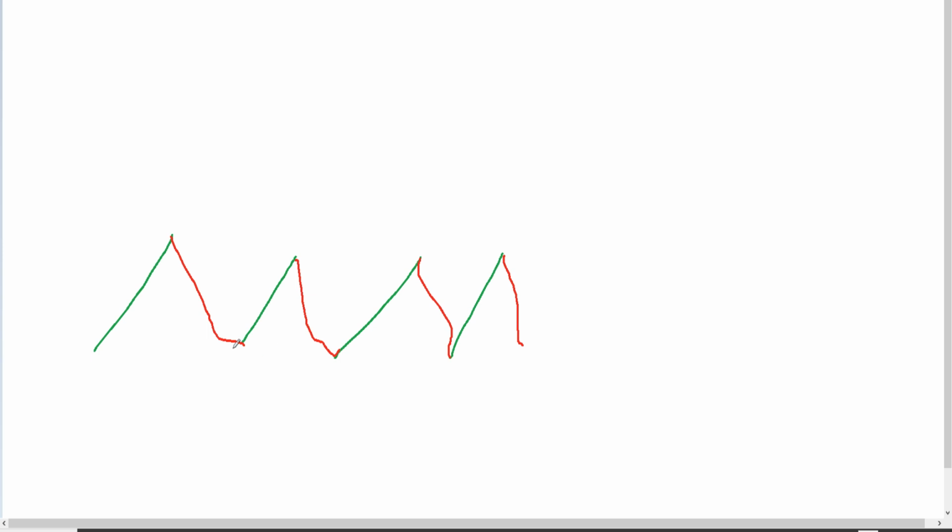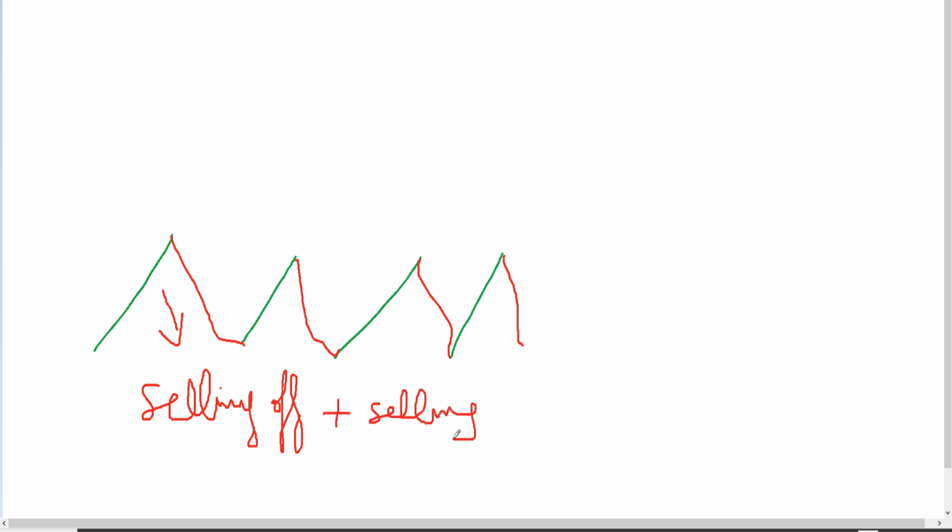Now, whenever it stops, it means there are no more sellers. So here, this action is selling, either selling short or selling off. It means people sell their shares, plus there is selling short, which means short sellers selling short, which is two actions.